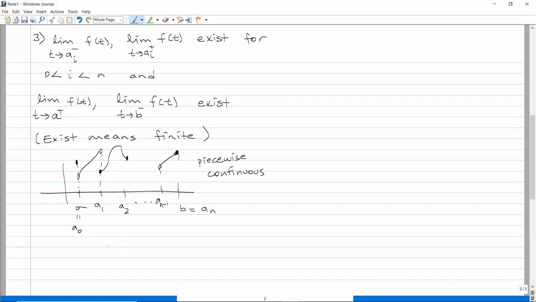But at the points, it shouldn't be like, say, we divide the interval only into 2 pieces. So it shouldn't be like this.